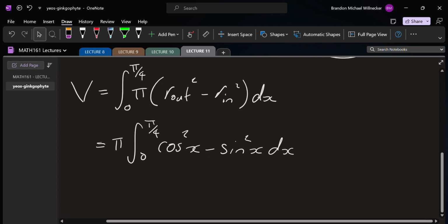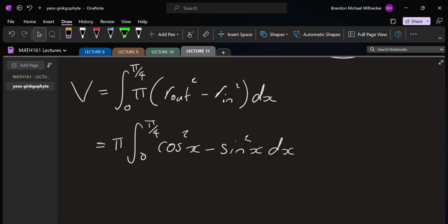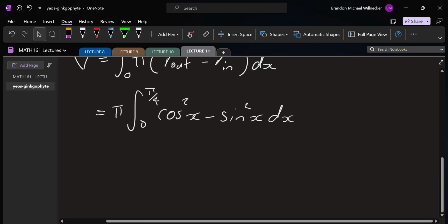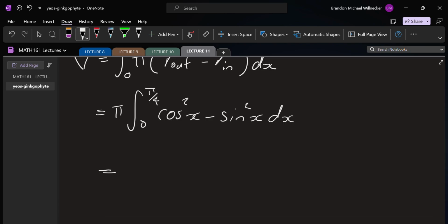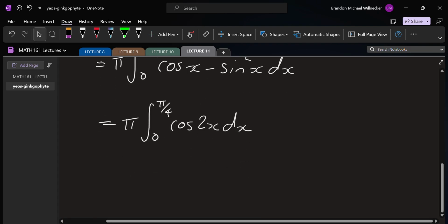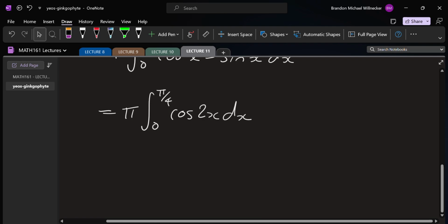Okay, and now this is just a trig integral. We forget about all the stuff about volumes. We just treat it like a normal integral and use whatever methods that we need. Here you could integrate both of them separately if you wanted to do that, or you could use a trig identity. This is just the integral from 0 to pi over 4 of cos 2x. You could do it separately, or you could combine them into cos 2x. Whatever you see, right? There's many ways of answering these questions.